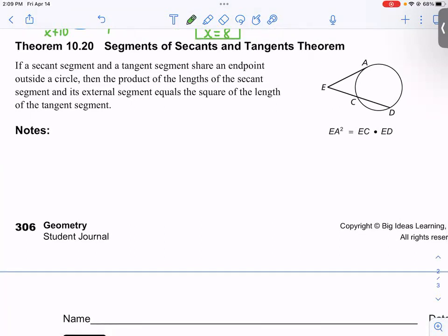This picture has one secant and one tangent. We are still going to say outside times whole equals outside times whole. The only difference is that the outside and the whole are going to be the same measure because of the tangent for this piece. This, we're still gonna do EC times ED.